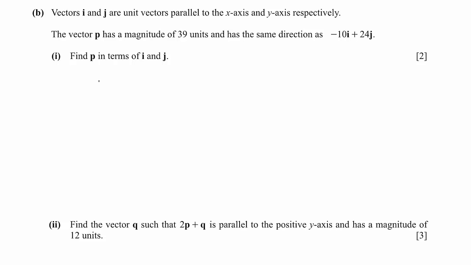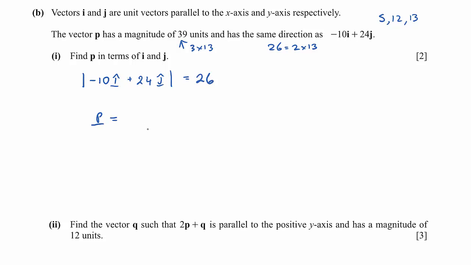Okay, so if we think about the magnitude of negative 10i plus 24j, we know we can use Pythagoras if we want to, but we also know that 5, 12, 13 is a Pythagorean triple, and this is just double that, so that one's going to be 26, and you could use Pythagoras to get that. Okay, and remember that 26 is equal to 2 times 13, and 39 is 3 times 13. So it looks like p is going to be 3 over 2 of negative 10i plus 24j.